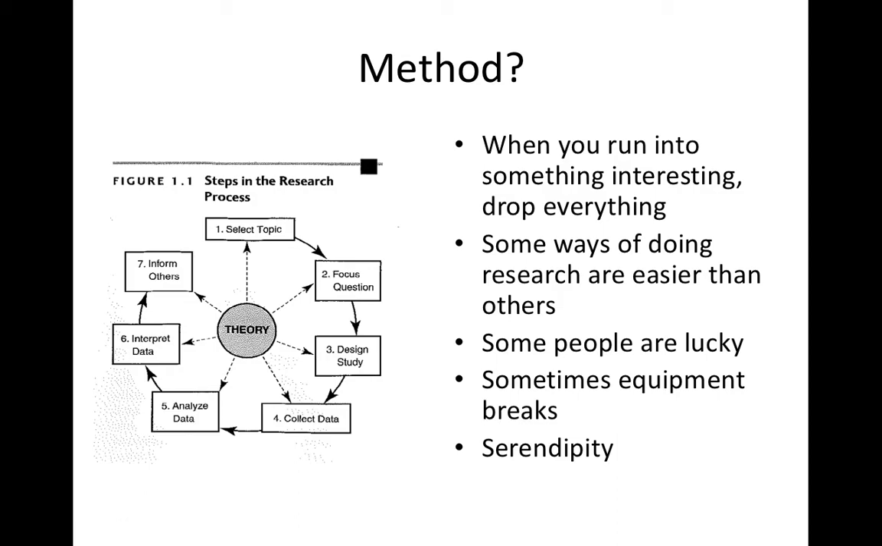And then when you ask Skinner, what are the principles of the scientific method? He says things like, well, when you run into something interesting, drop everything else. Some ways of doing research are easier than others. Remember, he describes that story in which he trains the rat to run back to the beginning of the maze, so he doesn't have to pick him up at the end and haul him all the way over to the start. Some people are lucky. Sometimes you just get lucky. Sometimes equipment breaks. Remember, he talked about how he ran out of pellets, and hey, I didn't have to do what I thought I had to do.